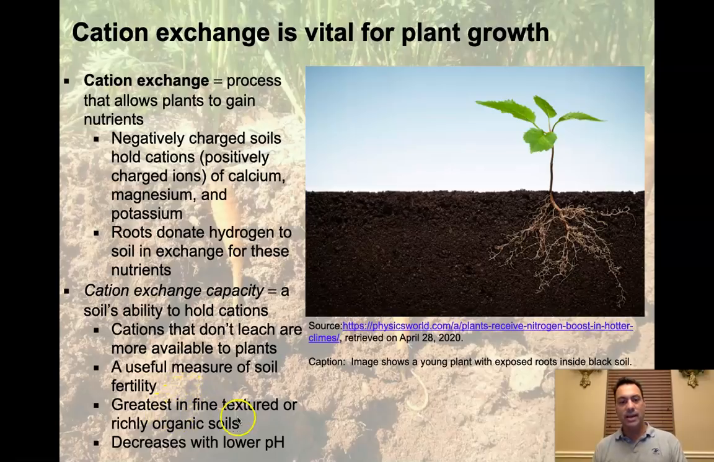So it's greatest in fine textured or richly organic soils, but the cation exchange capacity decreases with lower pH. And the reason why that happens is, if you remember, the lower the pH, that means the more protons or the more hydrogen is already present in that material. So if a plant is already coming into the soil and the soil's got a very low pH, which means it has a large number of hydrogens, it doesn't necessarily want to do that exchange because it's already saturated or has plenty of hydrogen already. So it's not going to allow that to happen. So very acidic soils, it turns out, will have very low fertility because they have a very low cation exchange capacity.